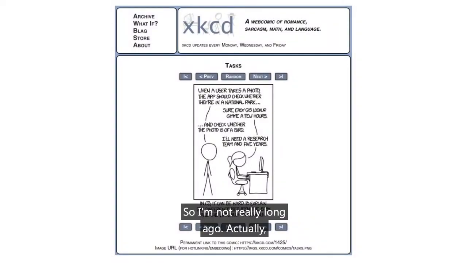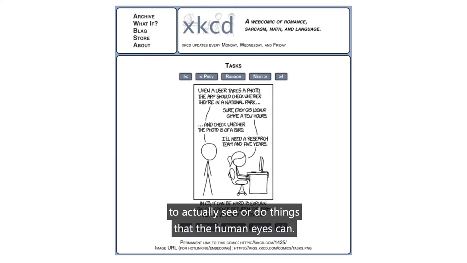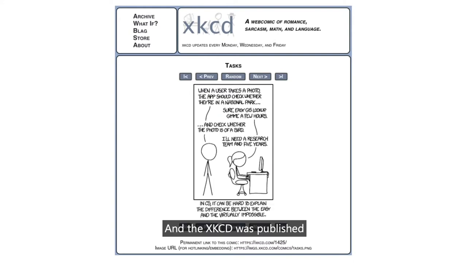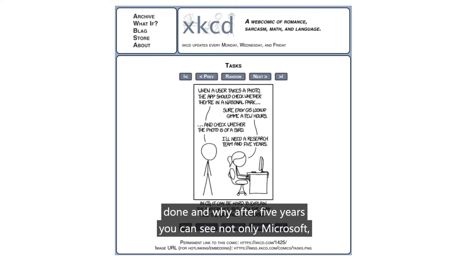Not really long ago, it would have been science fiction to talk about giving computers the ability to see or do things that human eyes can. The XKCD comic was published back in 2014, around when the first articles appeared talking about how computer vision can be done. And right after 5 years, you can see not only Microsoft, but a lot of companies are offering these kinds of technologies and APIs that allow me to do a lot of vision work with computing.